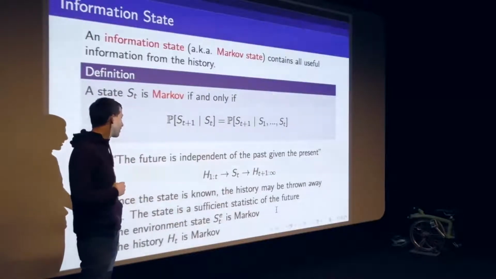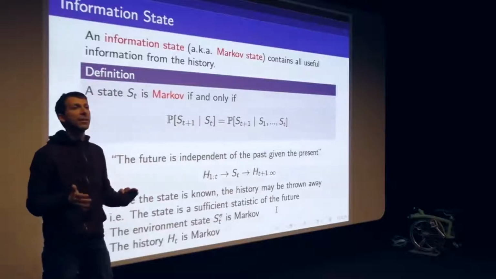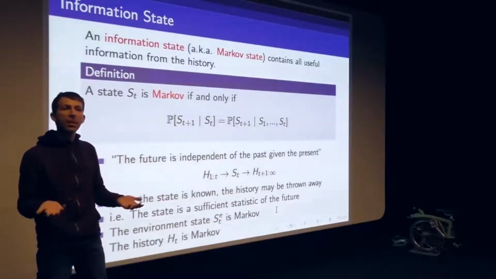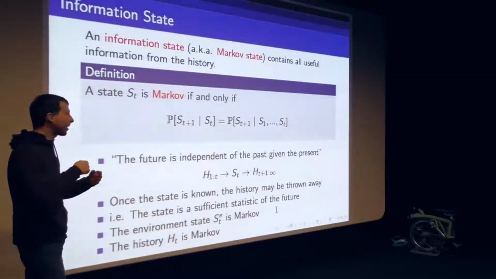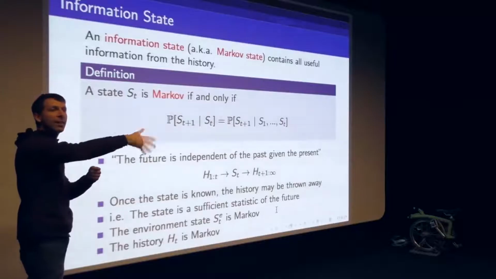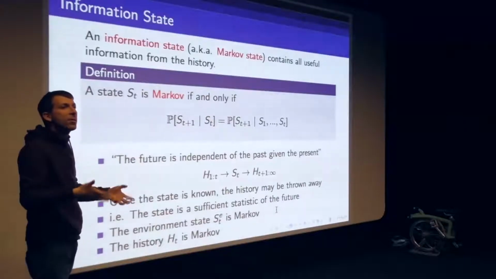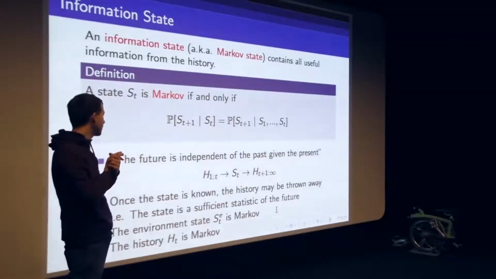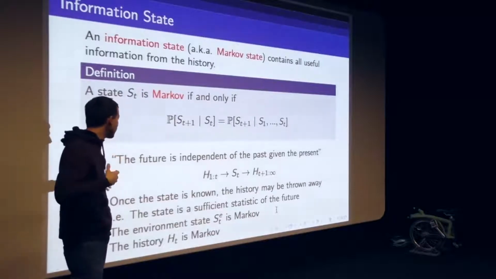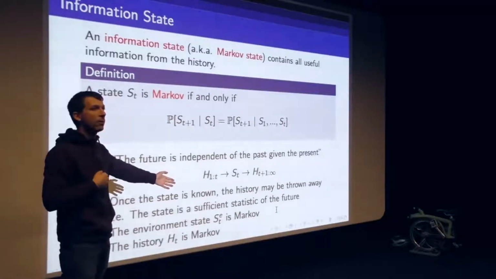So one thing to note is that the environment state, if only we had access to the environment state, that would be great, because the environment state is Markov. By definition, the environment state fully characterizes what will happen next in the environment, because that's what the environment is using to pick the next observation it's going to emit and the reward. So sort of by definition, the environment state is Markov.